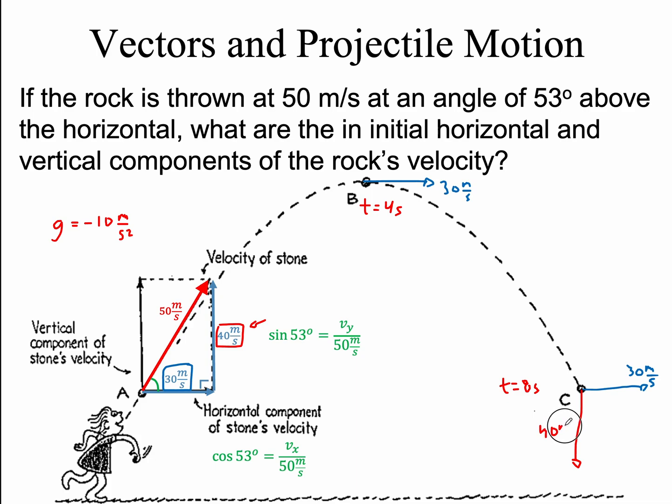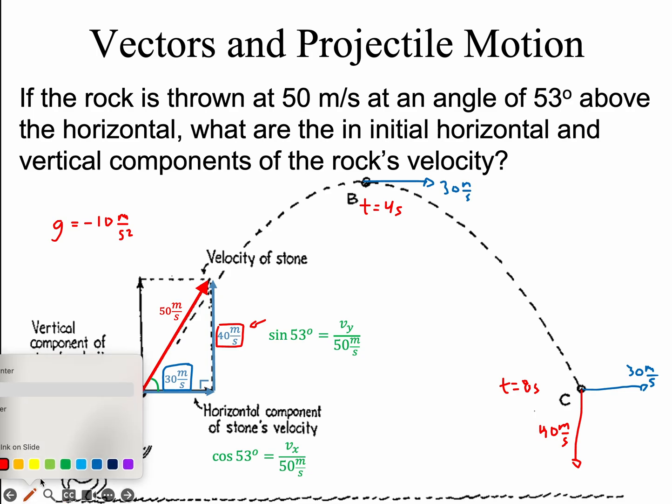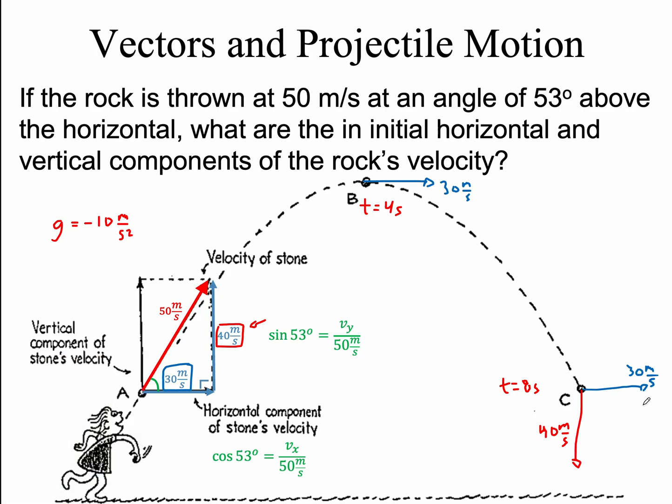After falling for 4 seconds from the top and gaining 10 meters per second each second, it would now be going that. What's its resultant velocity? The sum of those two would give you that 50 meters per second it started out with. What angle is it traveling at? It's traveling at 53 degrees below the horizontal.